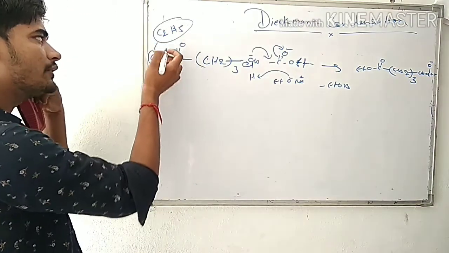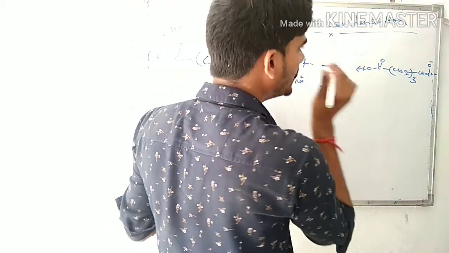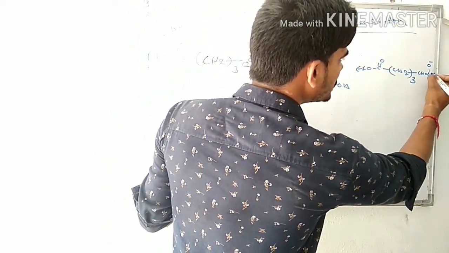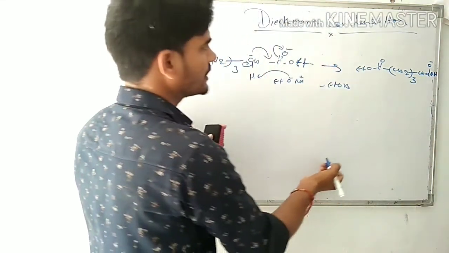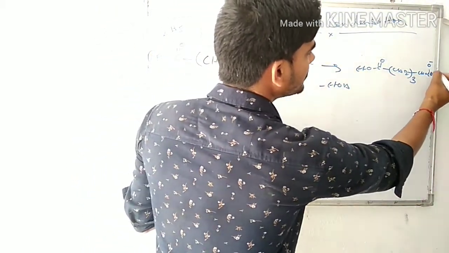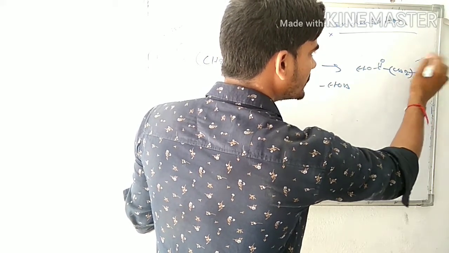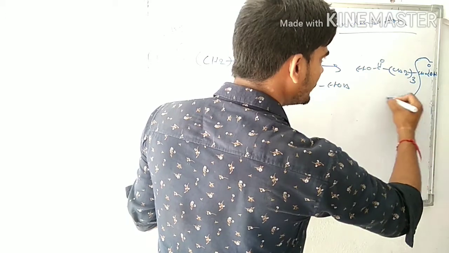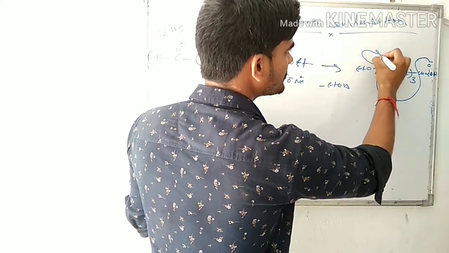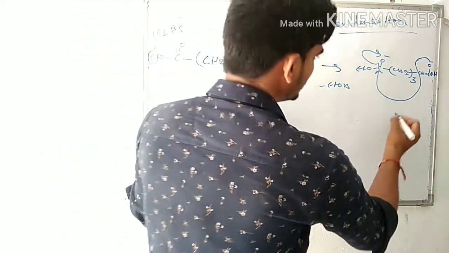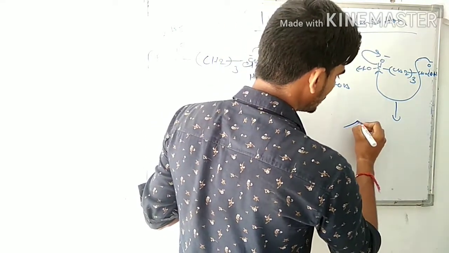It means this is the ethyl group. This is the diethyl acetate molecule, C double bond O, OEt. Now this is the enolate ion. Here this enolate ion attacks a second ester group. It attacks here and this bond moves here to form a cyclic compound like this.